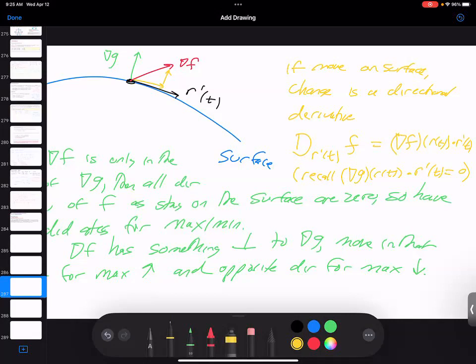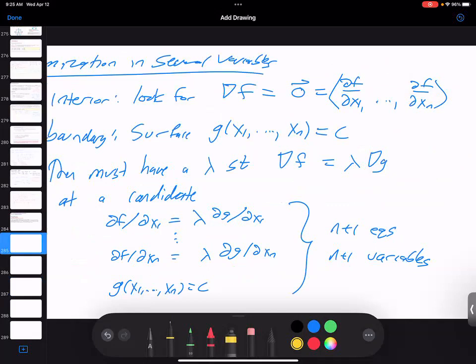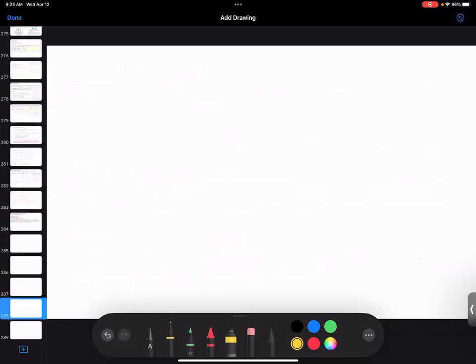Does that answer the question? So now that explains where all these conditions come from. I want to solve the gradient of f is equal to some multiple of the gradient of g. They're going to be in the same direction. So I just have to take the partial derivatives and solve the system of equations. And you've got to be very careful when you solve the system of equations.